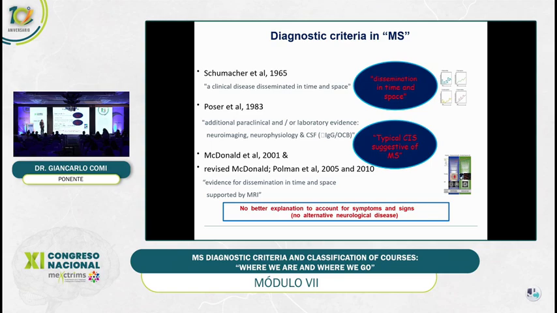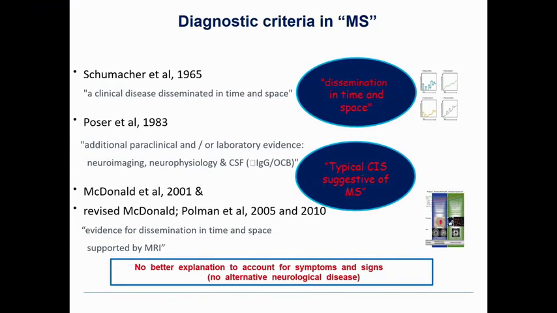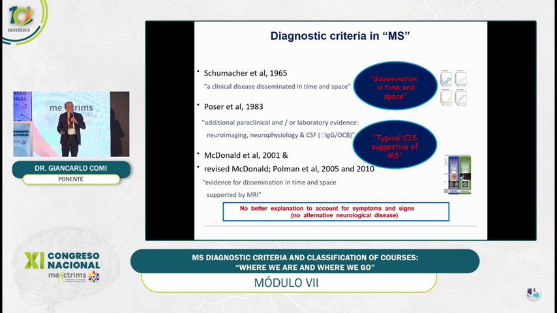I think that in 1965, when Schumacher introduced the concept of space-time propagation, this concept was then modified in some forms, such as clinical disease spread over time and space. Poser then first introduced the use of additional clinical or laboratory evidence, which was not available at the time, to prove spatial and temporal dissemination, so magnetic resonance is evidence of spatial and temporal dissemination. Then in the 2005 and 2010 editions, magnetic resonance was used to prove this spatial dissemination.